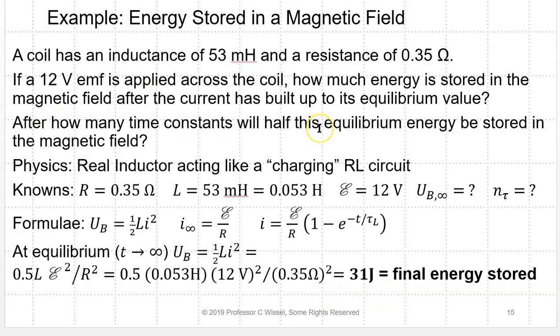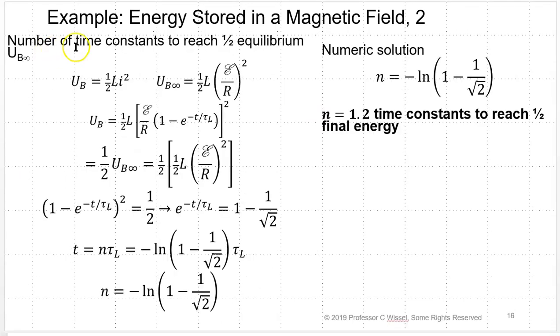Now we're going to tackle this. After how many time constants will half this equilibrium energy be stored in the magnetic field? This is the number of time constants to reach half the equilibrium value of U_B infinity. So we know the U_B at any point is 1/2 L I squared. So U_B of infinity is 1/2 L, and of course I at infinity is just E over R. So we substitute that. So U_B equals 1/2 L times the quantity E over R squared.